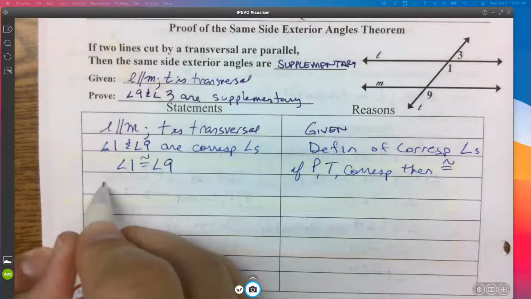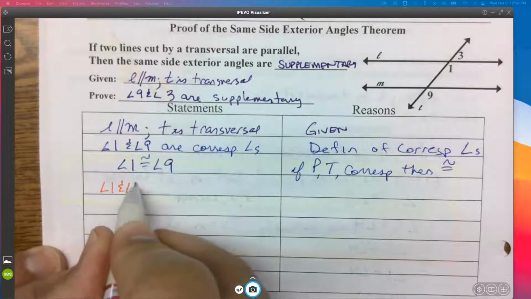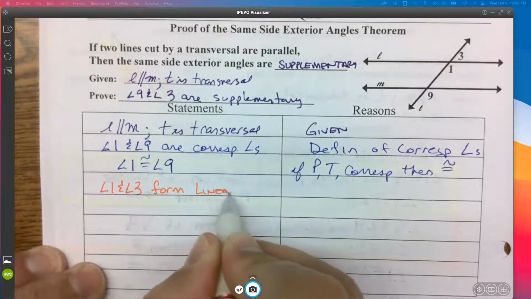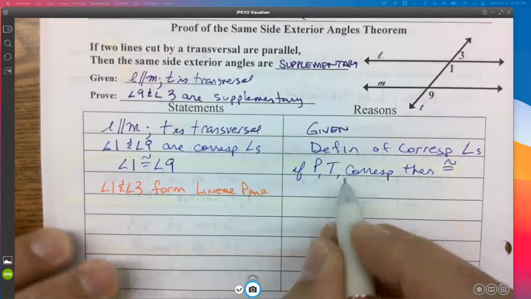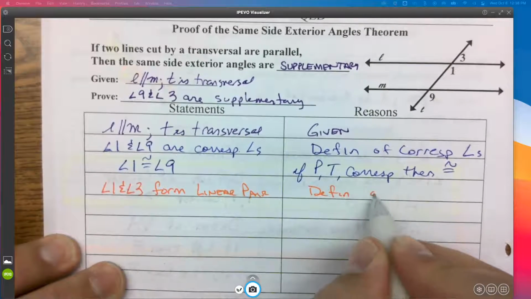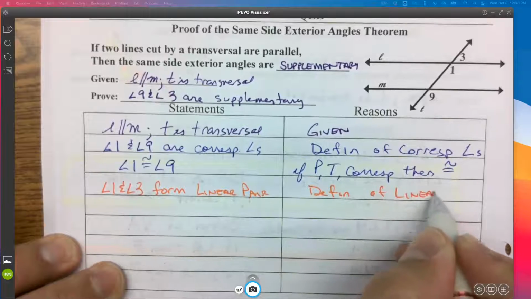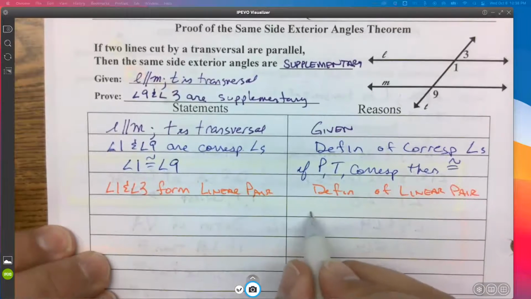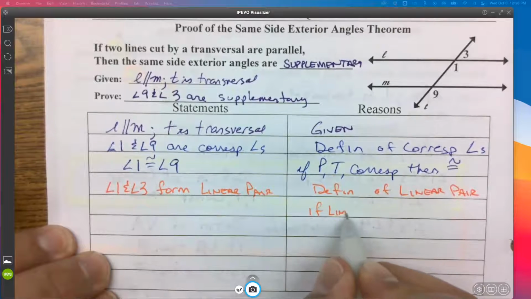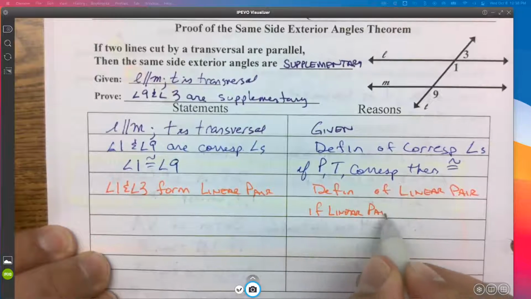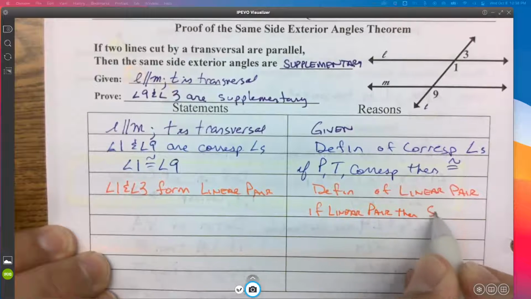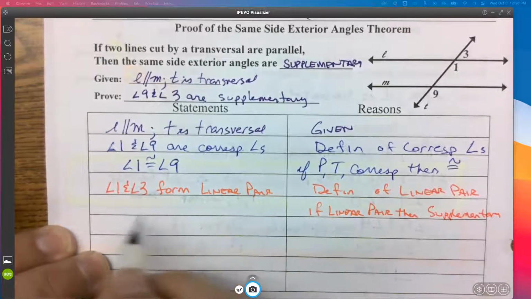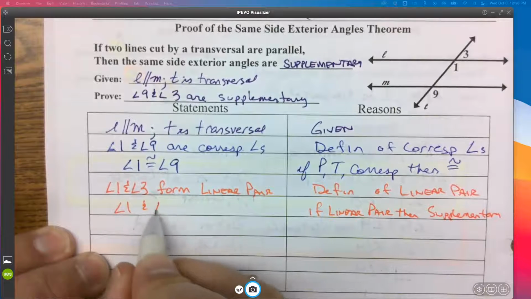I'm going to say angle 1 and angle 3 form a linear pair. Why? Because that's the definition of a linear pair. And if they're a linear pair, I know that if linear pair, then supplementary. They are a linear pair, therefore they are supplementary.